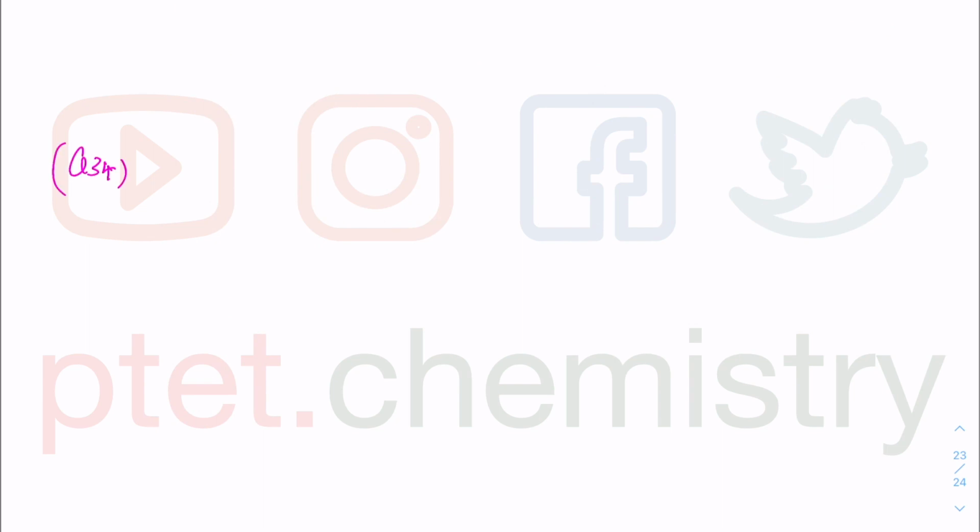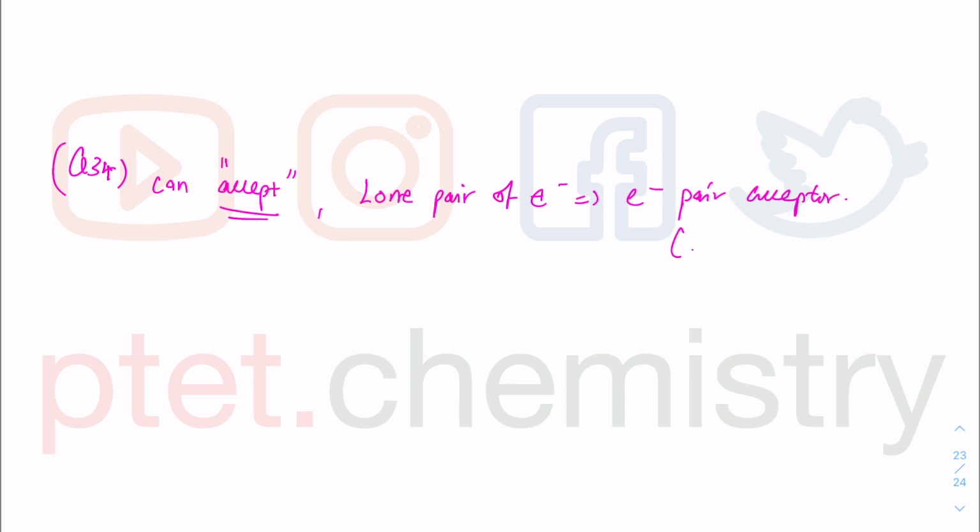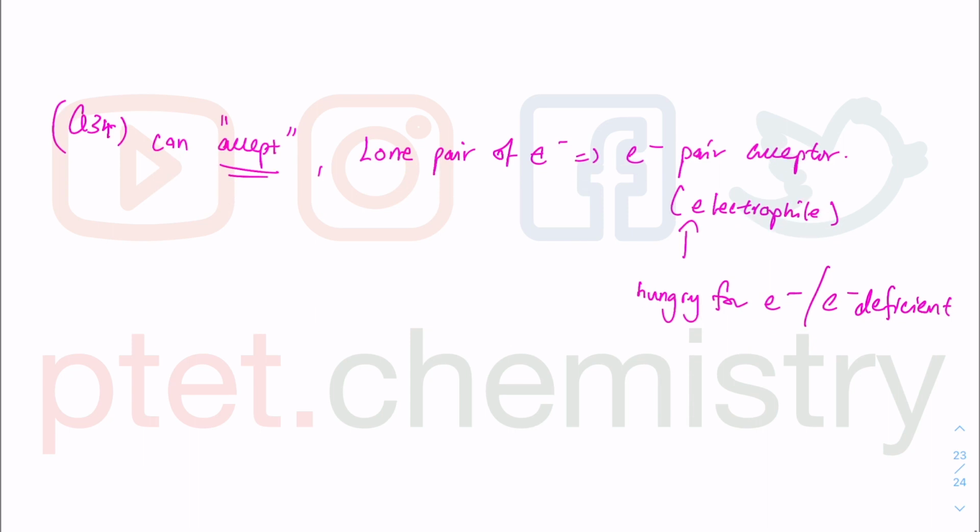Question 34. It says which one can accept. So accept is a key word there. Accept lone pair of electrons. So you're accepting a lone pair of electrons. So we're talking about an electron pair acceptor. An electron pair acceptor is also known as an electrophile because they are looking for electrons. Hungry for electrons, or we say electron deficient, not enough electrons. That's why you're looking for electrons. You like electrons because you are accepting a pair of electrons and forming a dative covalent bond.